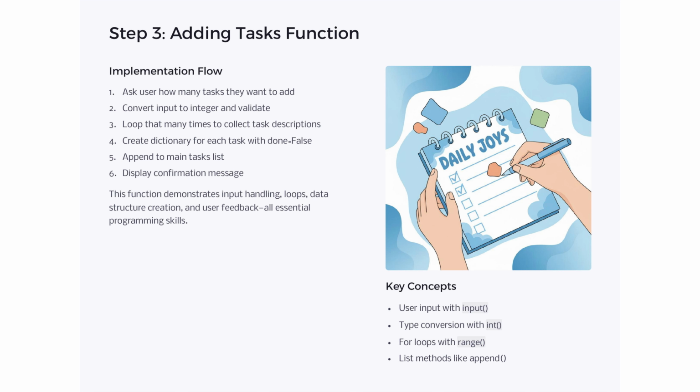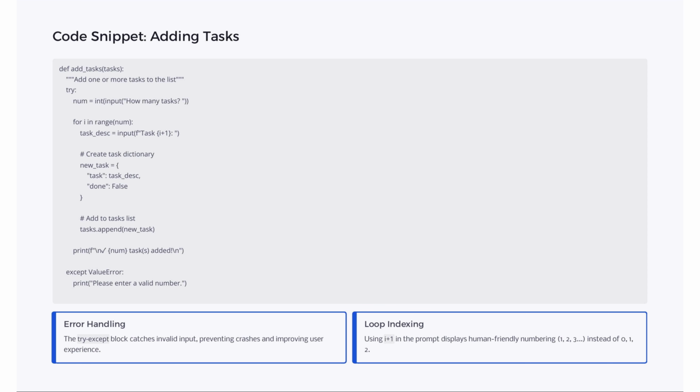The add tasks function begins by asking the user for the number of tasks to add, converting this input to an integer. It then loops to collect task descriptions, creating a dictionary for each with done set to false. These tasks are appended to the main list, and a confirmation message is displayed, showcasing input handling, loops, and data structure creation. The add tasks function efficiently handles user input and task creation.